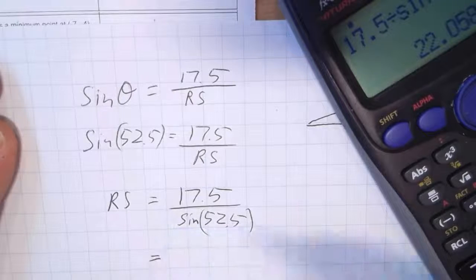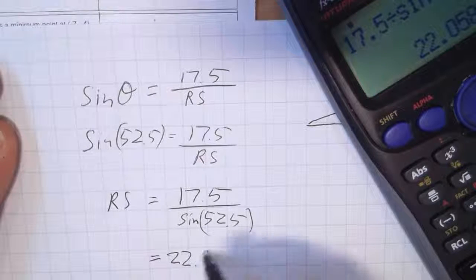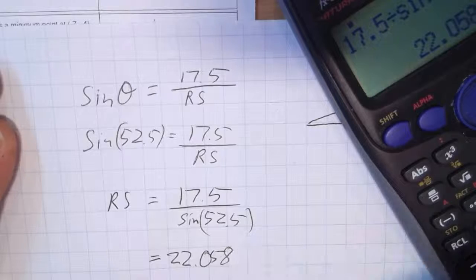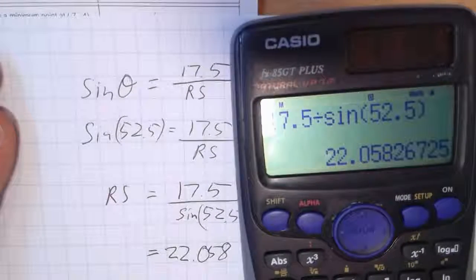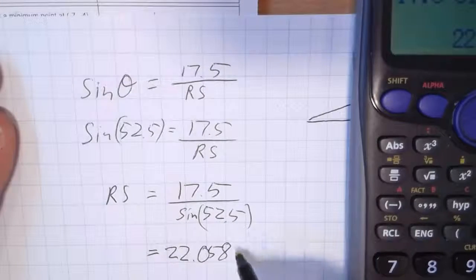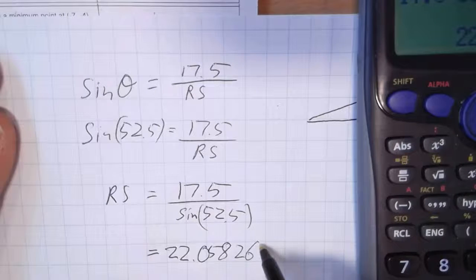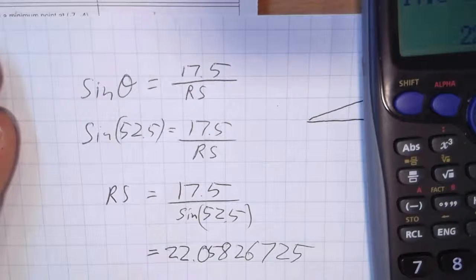Right, now the upper bound, I want to try to keep as much accuracy as possible unless they tell me to give it to a certain amount. 0.8526725. If the exam question says to give it to a certain amount, then do that.